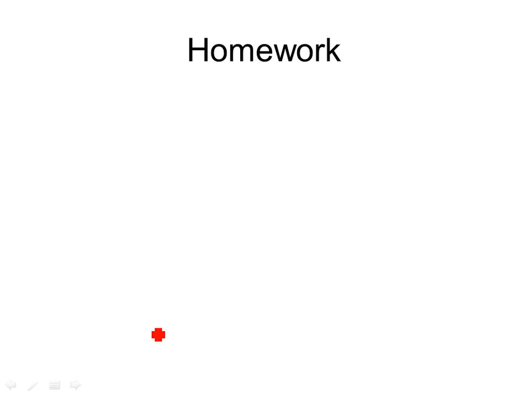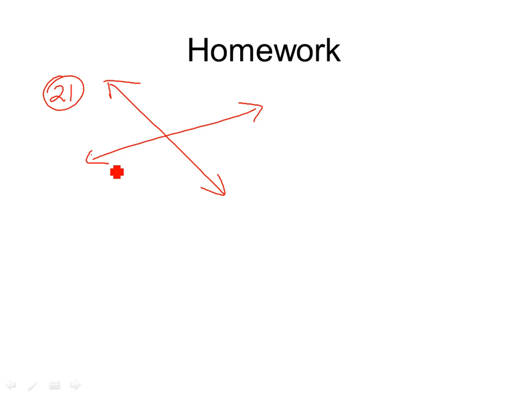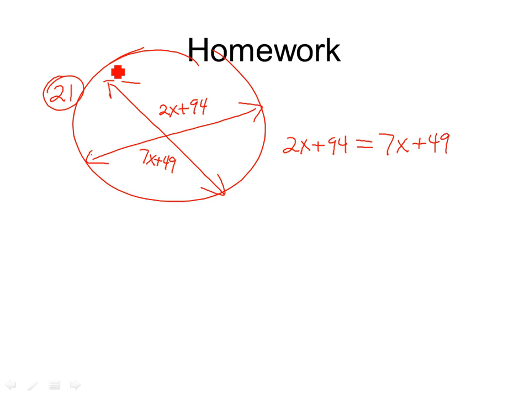Problem, I'm skipping 20. Let's jump to problem 21. They tell us that angle 13 is 2x plus 94, and angle 14 is 7x plus 49. What kind of angles are those two to each other? They're vertical angles. What do you know about vertical angles? They have to be equal to each other. So what equation am I going to set up here? 2x plus 94 equals 7x plus 49. You've got to make sure you know, hey, am I setting these two angles equal to each other? Am I adding them together to equal 180? Am I adding them together to equal 90? You've got to know that from the information you're given before you set up an equation.